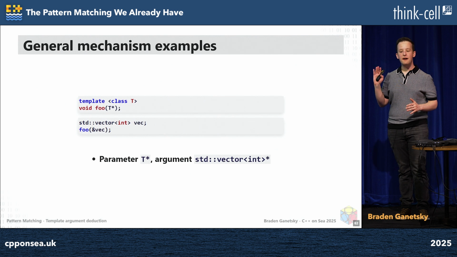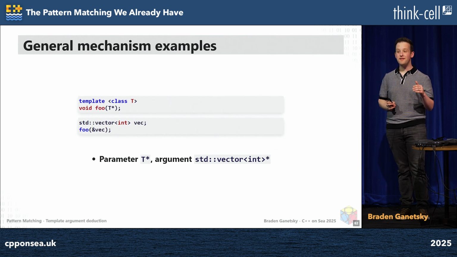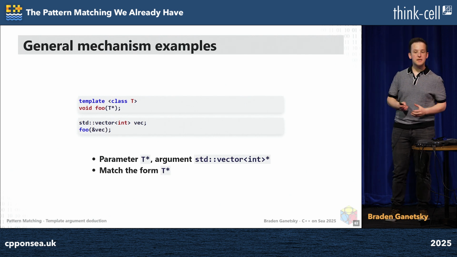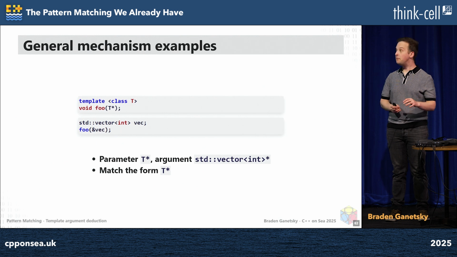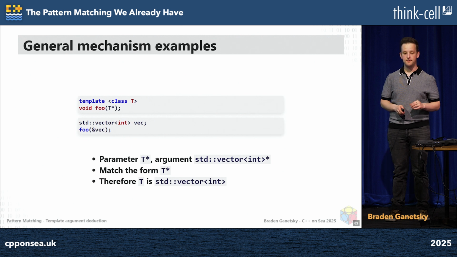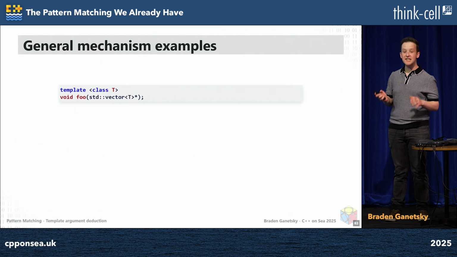So we have our parameter that is T*. We have our argument that is std::vector<int>*. And they get matched up. And then we match them against a special form. The special form is pointer to T. And because they both match the same form, we can continue, we can remove the pointer, and now we know that T is std::vector<int>. And that's the process. I understand, it's not that much different to just eyeballing it, but I promise this is a lot more rigorous. What about this example?